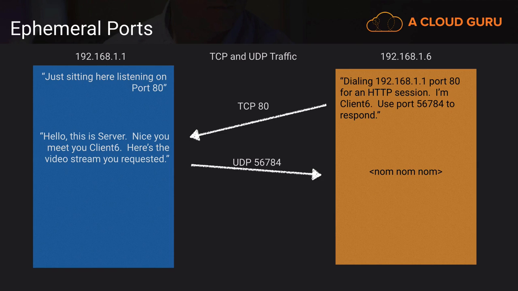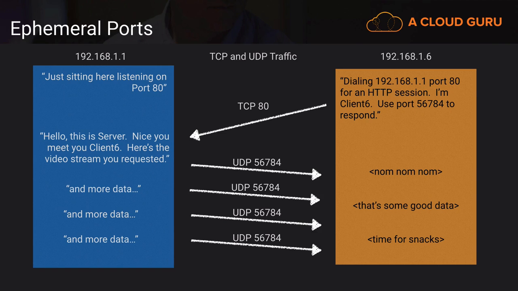And the client doesn't say anything. It just gobbles up the data. And the server sends more, and the client just keeps gobbling up that data. And the server sends more, and so on. And so this is a demonstration of the difference between TCP and UDP. UDP is just send, and the client just consumes it.